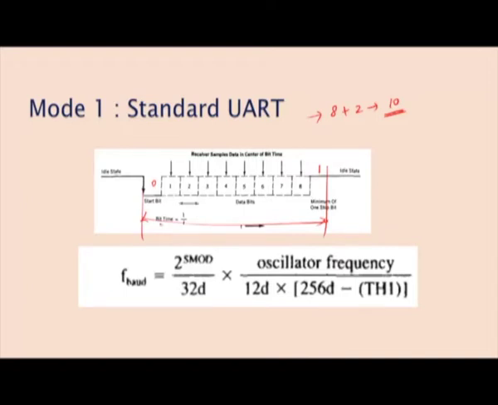Here is how we calculate the baud rate: 2 power SMOD, where we use either single or double baud rate, so SMOD might be either 0 or 1. That value divided by 32, multiplied by the oscillator frequency, which is the system frequency divided by 12. The 12 is the number of pulses in the machine cycle. Then 256 minus the value loaded in TH1 gives you the baud rate for mode 1. We will explain the same thing by writing the program.